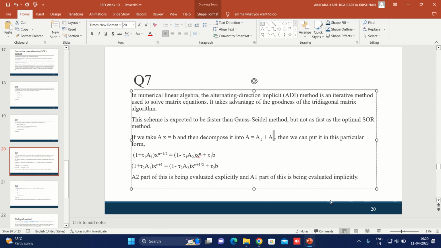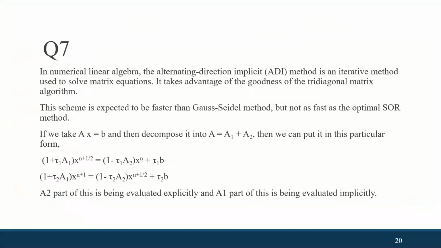In order to jump from the nth time step to the n plus 1th time step, we have two steps. In the first step, we are evaluating at the n plus half time step, and in the second step, we are using the n plus half time step to get the n plus 1th time step. We can see that the right hand side is explicit, whereas the left hand side is the implicit one. We are solving it simultaneously. So one explicit and one implicit group are present in these equations.